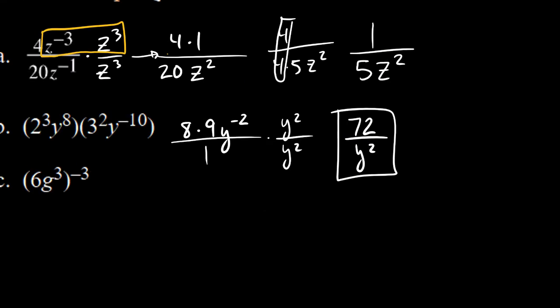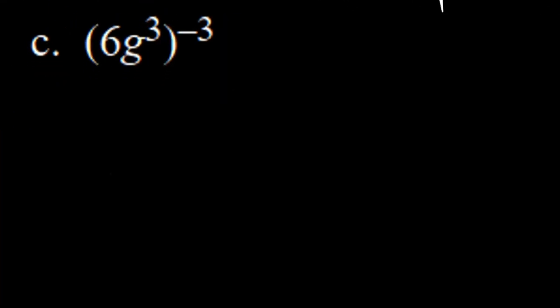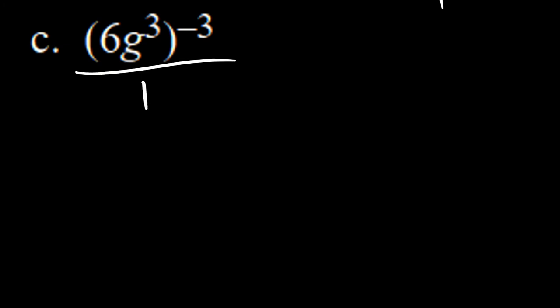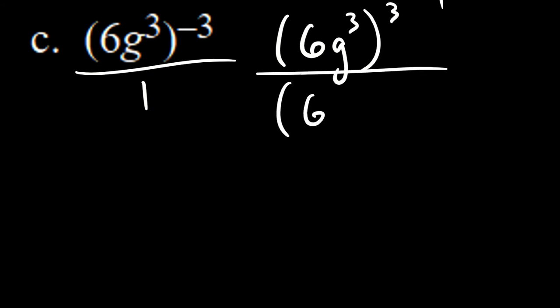And then, let's see, last one, I'm raising something to the negative third power. I could go one of two ways. I could raise each of those things inside the parentheses to the negative third, right? And that's raising to the power. I'm not multiplying both of them by -3. I'm raising it to the negative third power. Or I can simply say, look, let's get rid of the negative third power. I'm going to take 6g to the third and raise that to the third, and in my denominator, I'm going to do 6g to the third and raise that to the third.